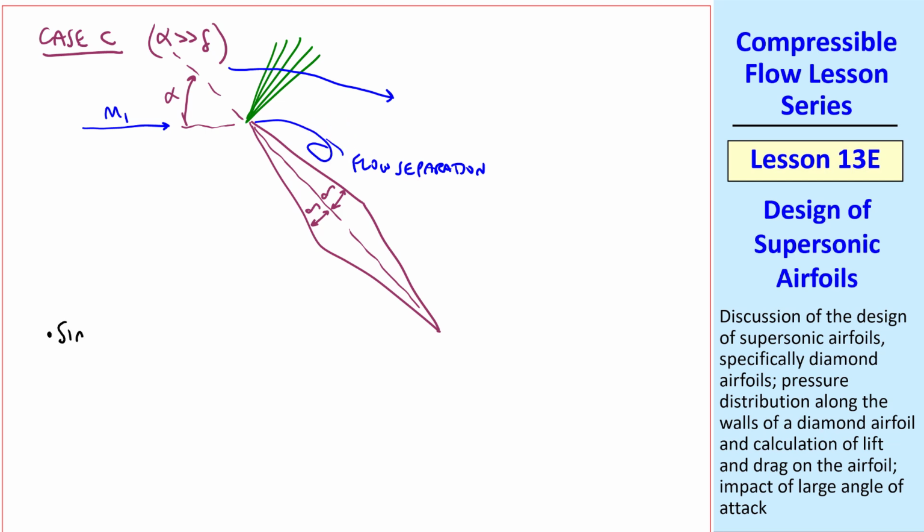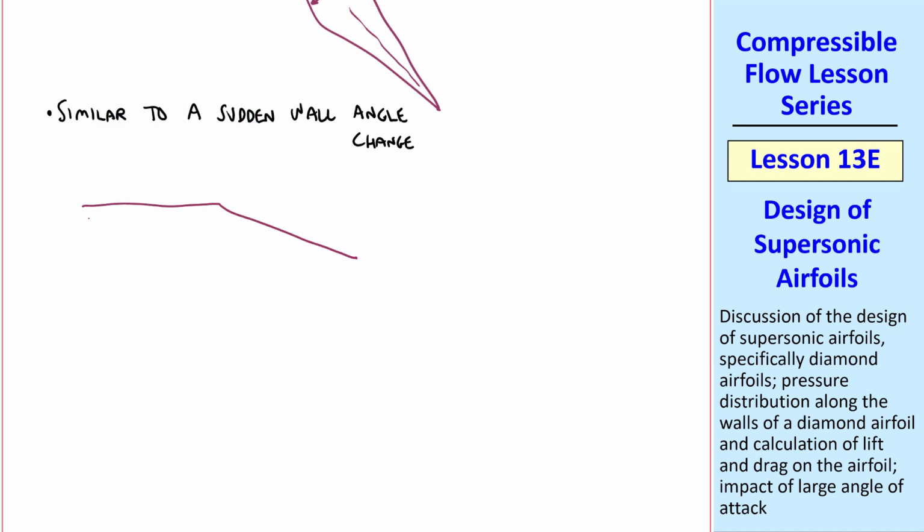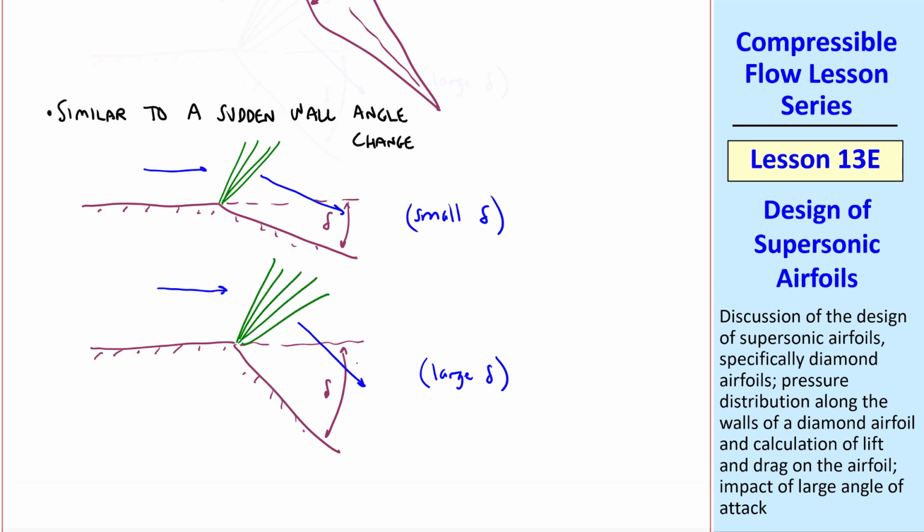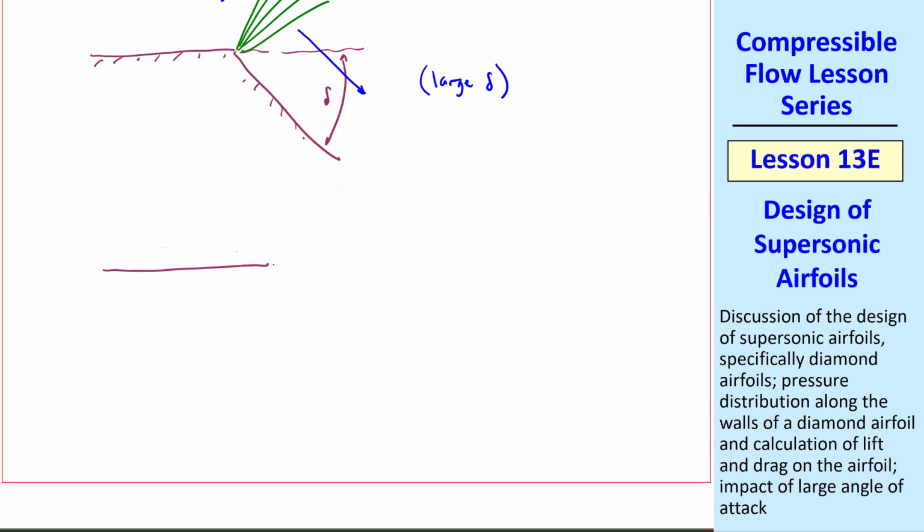Finally, I'll mention that this is similar to a sudden wall angle change. For example, at moderate angle change delta, the flow has no trouble turning parallel to the wall. We'll call this the small delta case. There will be some limit, however, at some large delta, where the expansion fan can still turn the flow parallel to the wall. Now consider the case where we have a very large delta, in fact greater than 90 degrees.